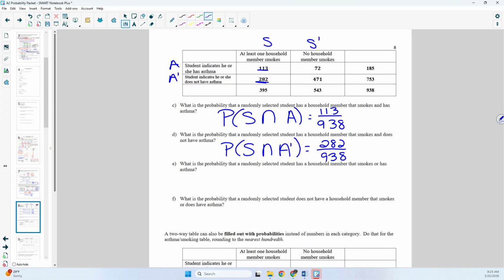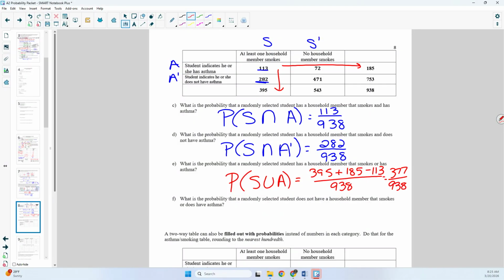What is the probability that a randomly selected student has a household member that smokes or has asthma? So now we have one of those ors. Now the or, we know we add up all of the people that have a household member that smokes, all of the people that said they have asthma, and we subtract out, right, we ended up counting the 113 twice, so we subtract out the 113 out of 938. So I'm just going to calculate that numerator, and it does come out to 377 out of 938.